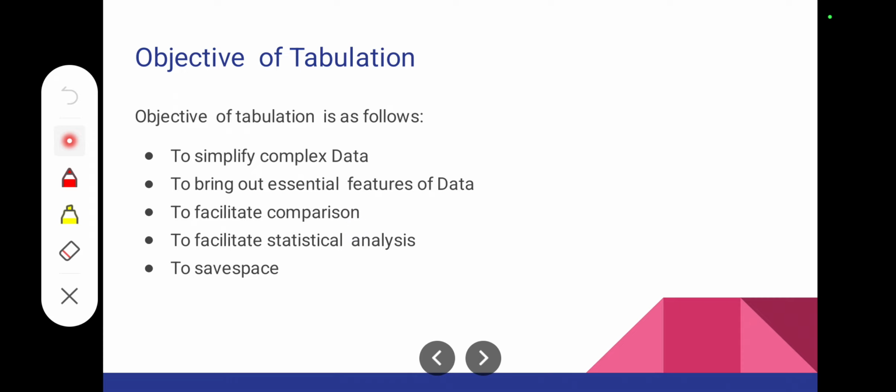Next, to facilitate comparison, if we have to compare the data with a similar other table or with anything else, we can easily make comparison with that. To facilitate statistical analysis, if the data is presented in the form of a table in front of us, then we can easily apply statistical tools on that data and we can interpret the result in one figure.